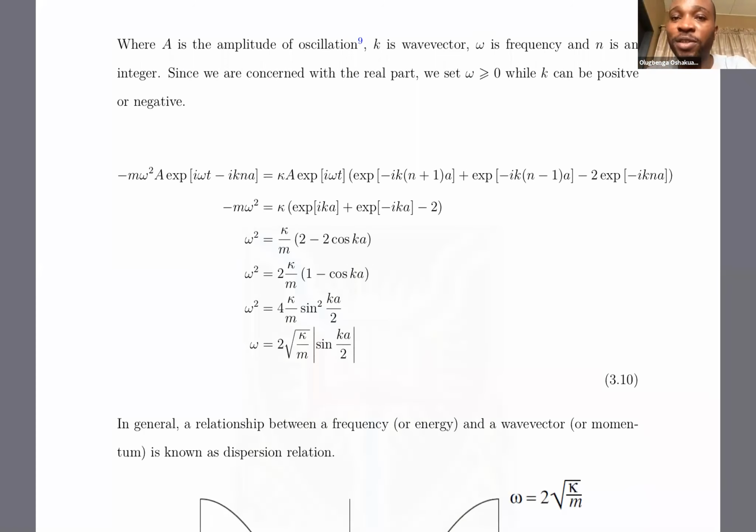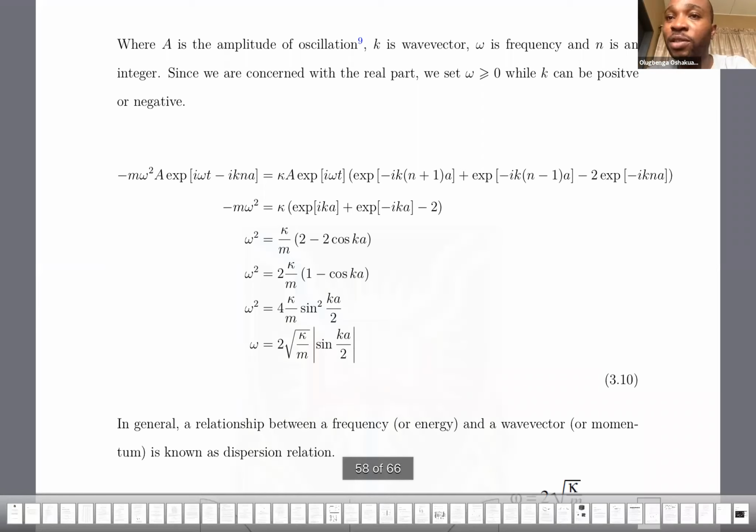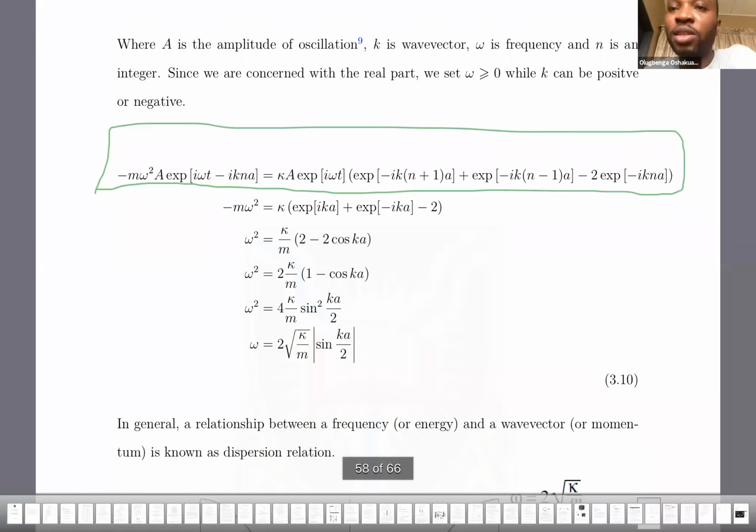So the first line we have in this expression is as a result of having differentiated our trial solution with respect to time twice, and we now multiply it by A. Our trial solution was telling us that X is equal to A e to the power of i(KNA plus omega T). When we differentiate that, I will substitute as in Newton's second law.